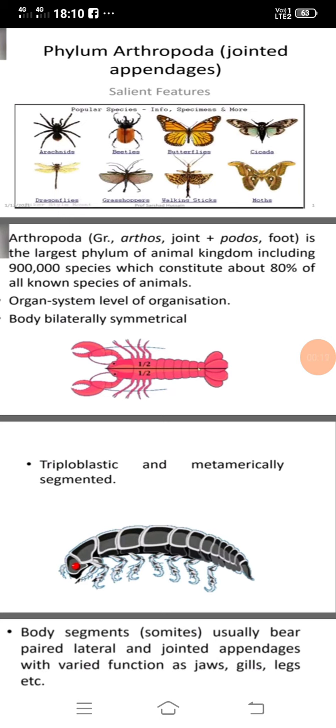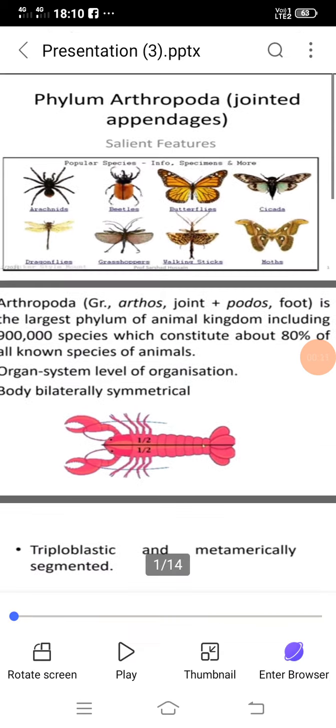Today I am going to deliver a lecture on the topic Phylum Arthropoda. First of all, Arthropoda. Arthro means jointed and poda means feet. So Arthropoda include all those organisms which have jointed appendages.